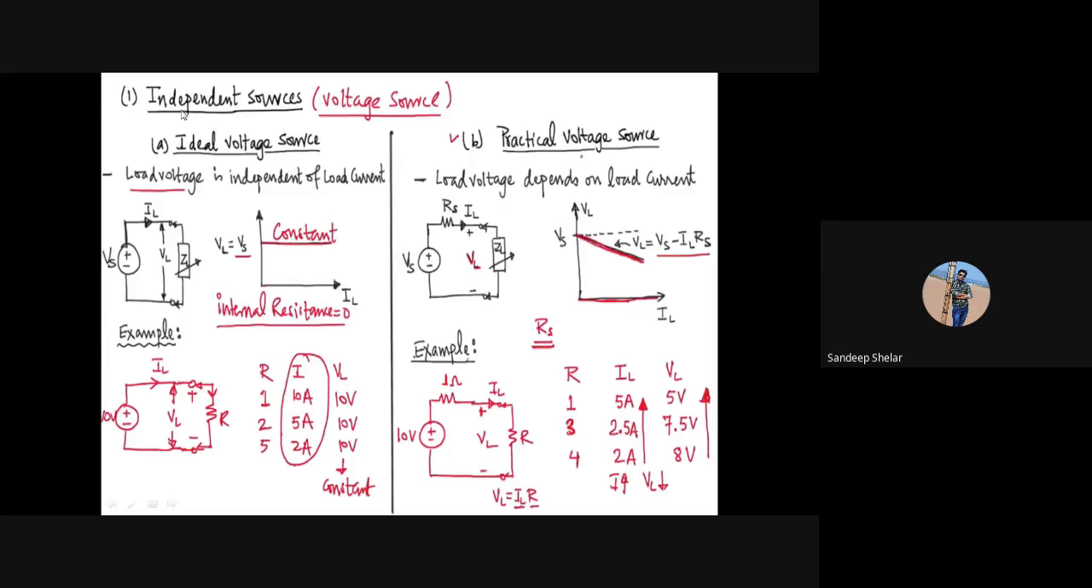First, independent sources based on the voltage source, of which the first is the ideal voltage source. In an ideal voltage source, the load voltage is independent of the load current. The second type is the practical voltage source, in which the load voltage depends on the load current, that means both are opposite to each other. This is the classification of independent voltage sources.